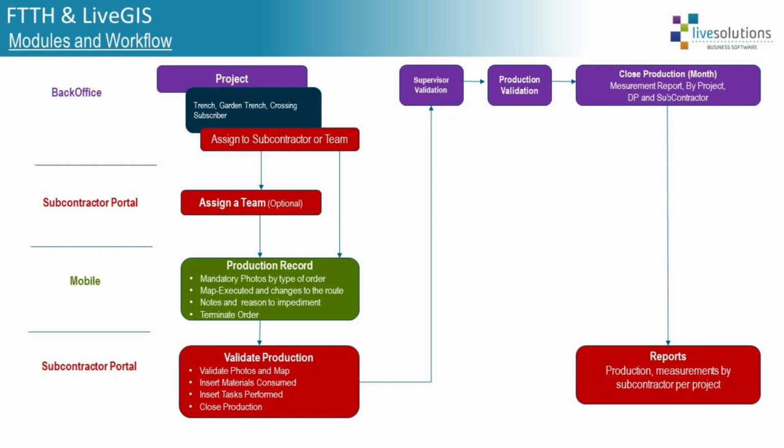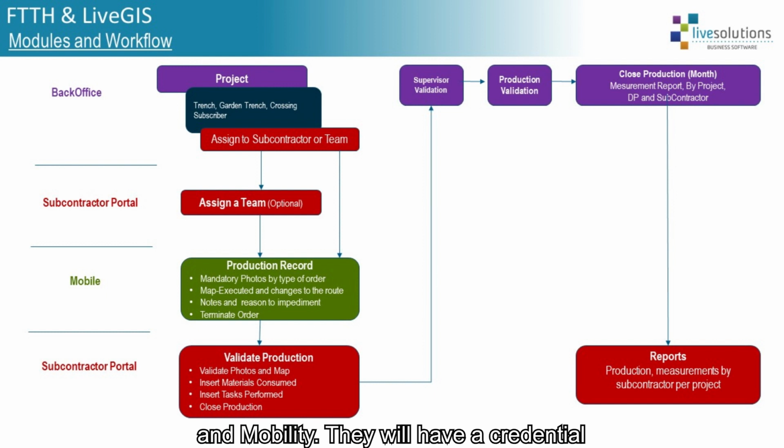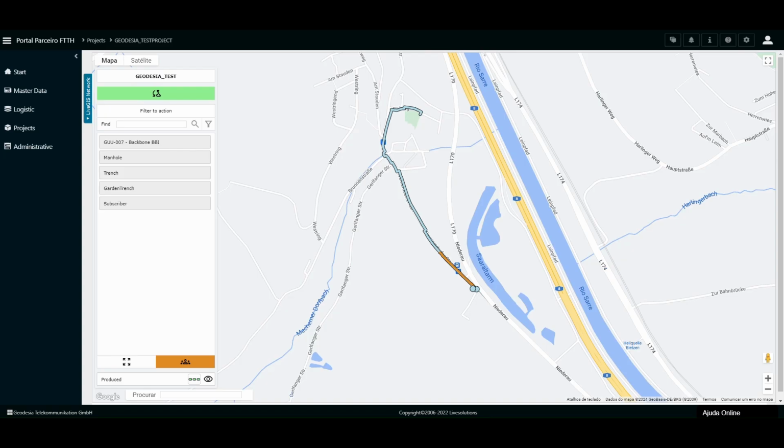Subcontractor. Subcontractors have access to their orders through the subcontractor portal and mobility. They will have a credential to access the subcontractor portal and a unique mobility credential for each team. Geodesia, in the back office, will assign orders to your entity to be produced. These orders can be trench, garden trench, backbone, manhole, and subscriber. The assigned orders will automatically appear in the portal and in mobility.